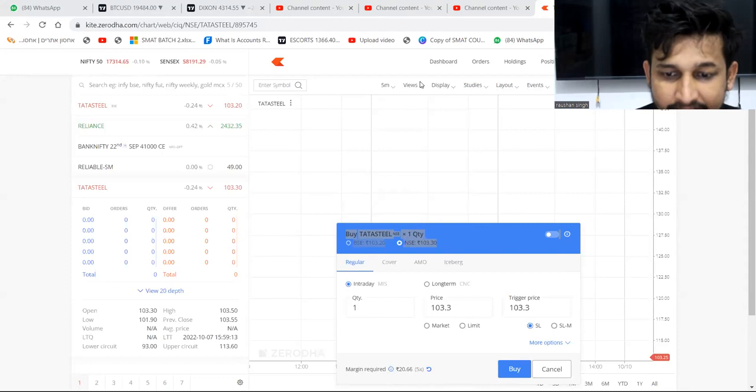At what time will the limits be changed? The next day or whenever the limit has been hit? If on the day the limit has been hit, it will be changing, or else the next day a new upper circuit and lower circuit will be fixed, which will be of 10% itself.